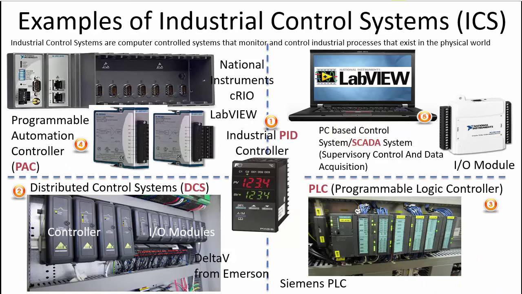Here we see some examples of typical industrial control systems. We could have a distributed control system, a so-called DCS, or a PLC, a programmable logic controller, or a programmable automation controller, a so-called PAC. Or we could have a PC control system, or a so-called SCADA system, supervisory control and data acquisition. Or we could have an industrial PID controller, which we will use in our hardware-in-the-loop simulation and testing.